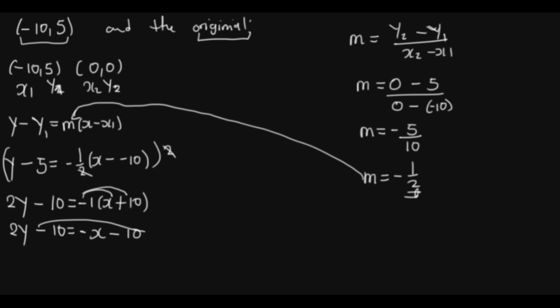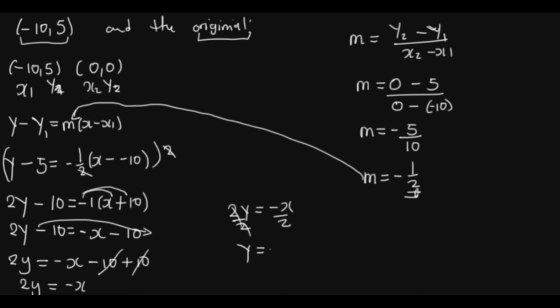From there we'll shift this to the other side. We have 2y is equal to negative x minus 10. Then the negative 10 will become positive 10 after shifting to the other side. 2y is equal to negative x, and the 10s will cancel. So our final answer, we can leave it as 2y is equal to negative x, or we can divide by 2 and also here by 2, where our y is equal to negative half x. So you can leave your answer like this.